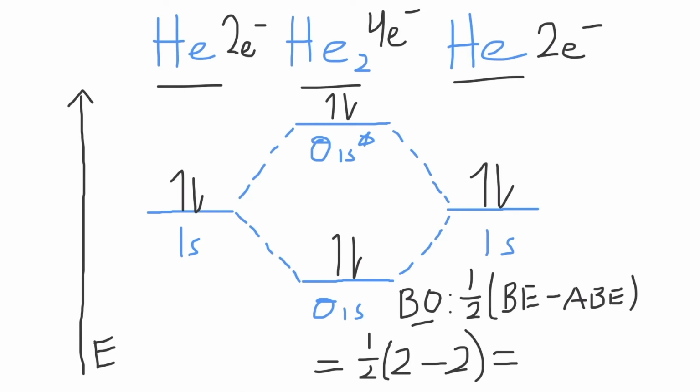1/2 times 0 is equal to 0, or in other words, there are 0 electron pairs that exist in a bond between the helium atoms in an He2 molecule, which tells us that there is no bond between He2 and that the He2 molecule does not exist.